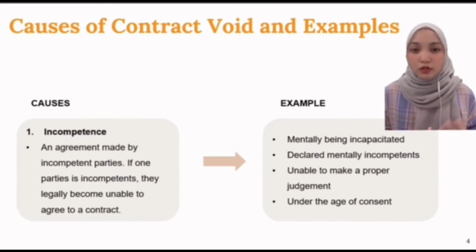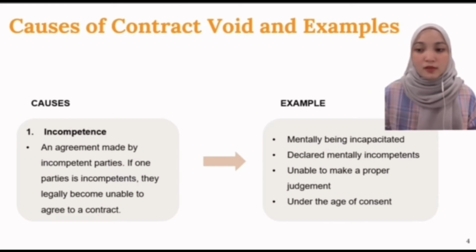Examples of contract void due to incompetence are: first, being mentally incapacitated; second, declared mentally incompetent and unable to make a proper judgment; and the last one is being under the age of consent. I would like to share with you a scenario of this incompetence issue. For instance, a person enters into an agreement with a music label to split royalties from his new album 50/50. However, at the time of this agreement, he or she had been drinking at the bar for several hours and is heavily inebriated. Due to the fact he or she was incompetent at the time, it is a void contract.